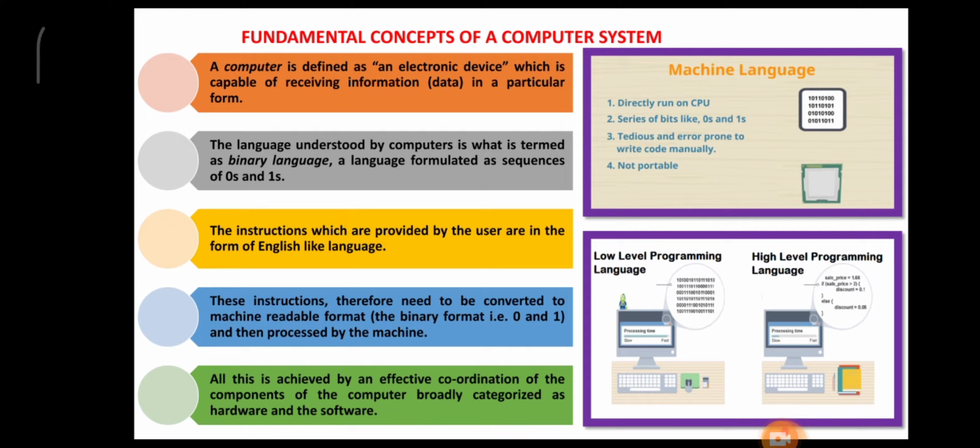Now that is the third point, which is clearly giving that the instructions which are provided by the user are in the form of English-like language, but the computer knows only zeros and ones, which is in the form of a binary language. Hope this is clear to you. Now coming back to the fourth point, these instructions therefore need to be converted to machine readable format, the binary format, that is 0 and 1, and then processed by the machine.